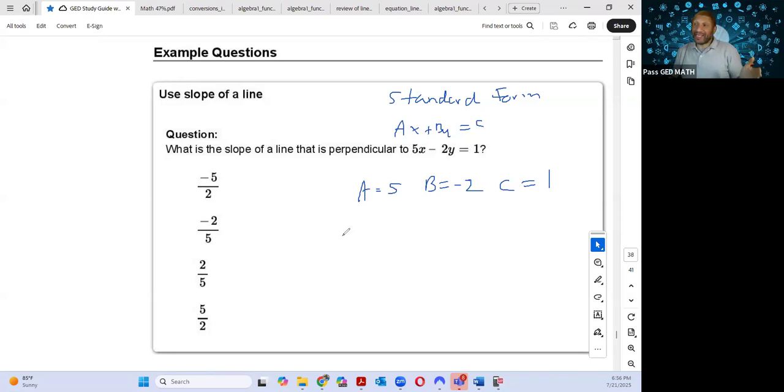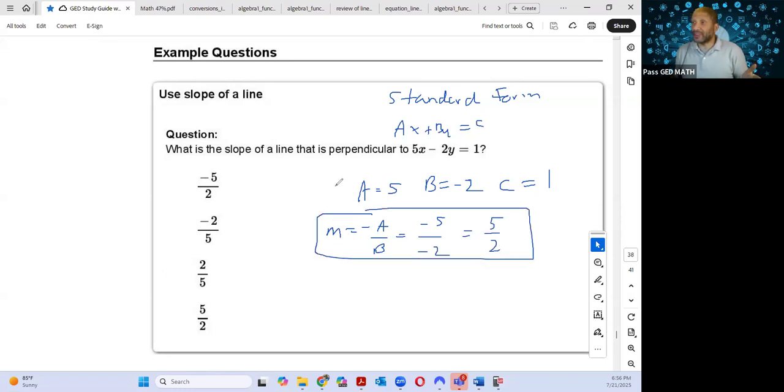Mr. Tinsley told me the easy way to find a slope given standard form is to take the opposite of A and put it over B. So if my A is 5, the opposite of 5 is -5. My B is -2. Two negatives make a positive, so my slope of this line is 5/2. That's not what they're asking. They want the slope of the line that's perpendicular to this line. So I know to find the slope of any perpendicular line, I need to change the sign and flip.